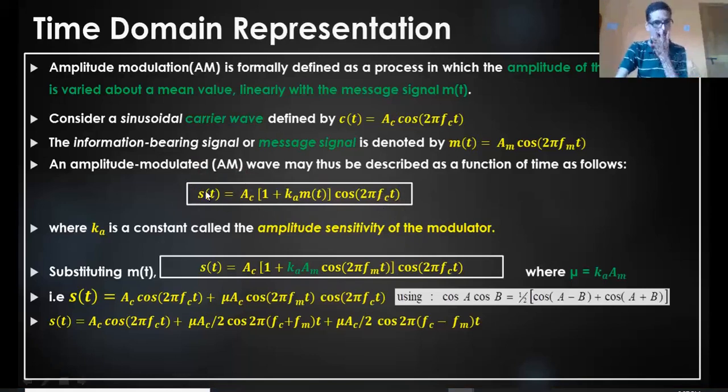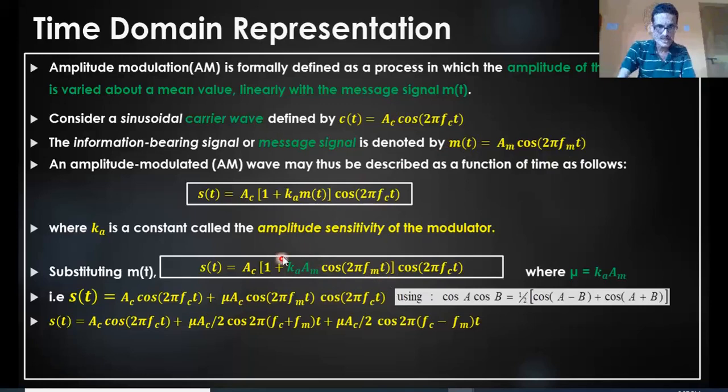Now, in this standard equation of the AM signal, in the place of m(t), I will substitute this particular component. That is, m(t) = Am cos 2 pi fm t is substituted over here. So what I'll get is this particular equation, where I replaced m(t) by Am cos 2 pi fm t.